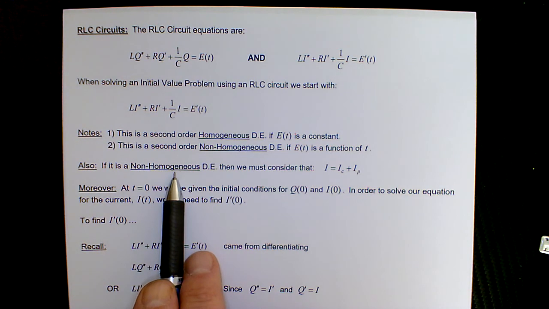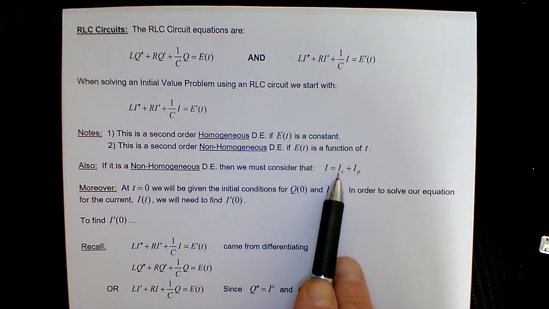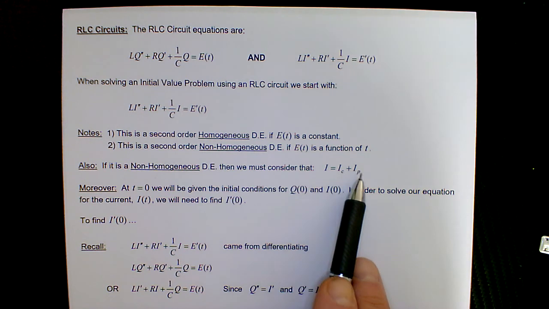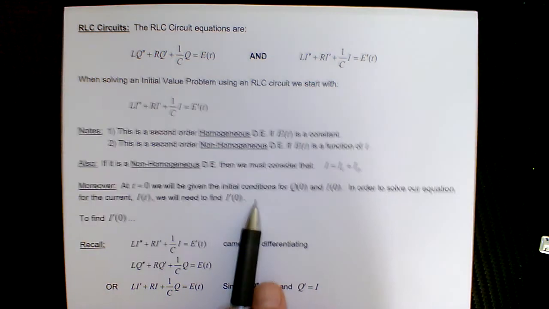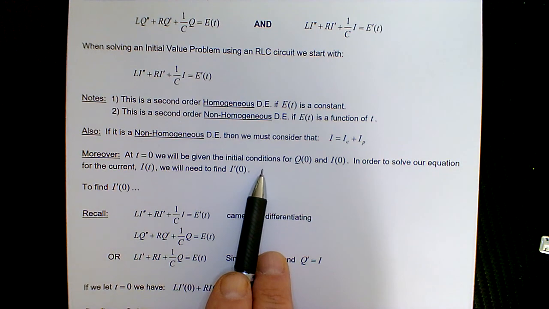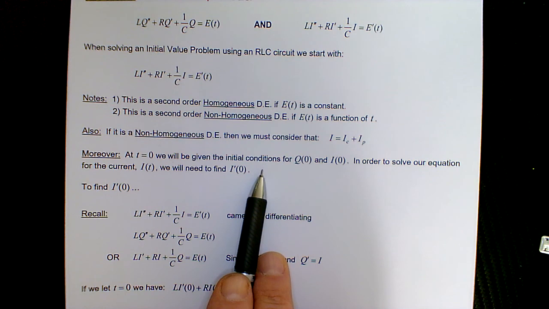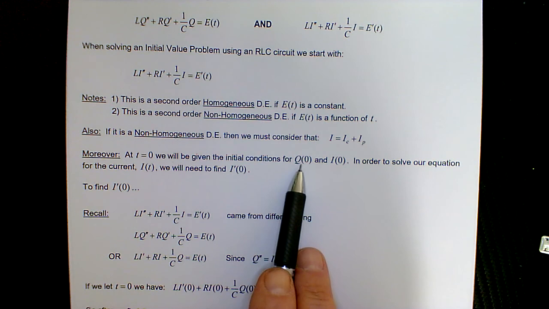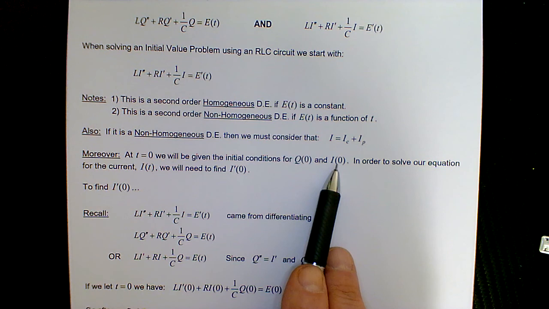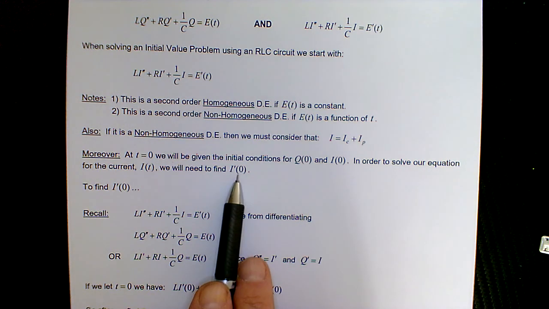And if it is non-homogeneous, then we have to consider the two parts to the solution, complementary function as well as the particular. And moreover, this is an added dimension that you wouldn't expect coming, because we have to use the initial conditions, and we're going to be given the initial conditions. You can know the charge and the current, but if we have to use the initial conditions regarding current, we're going to need I prime of 0, and there's no way to measure that. So what we have to do is calculate it.